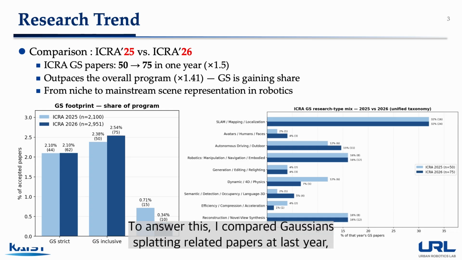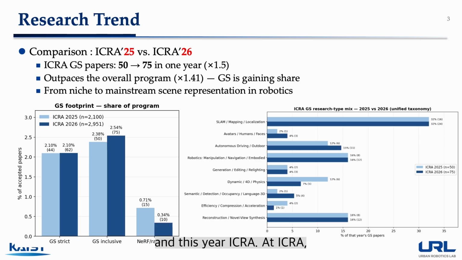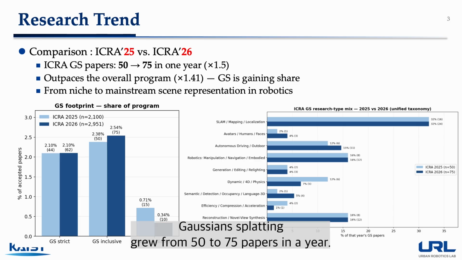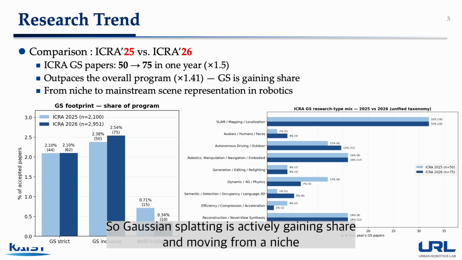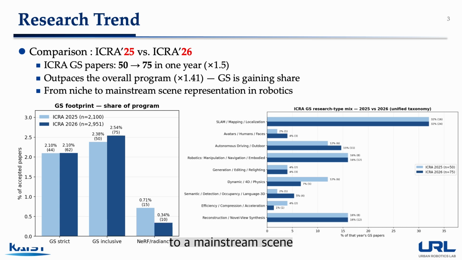So the next question is: is Gaussian splatting actually becoming more important in robotics? To answer this, I compared Gaussian splatting related papers at last year's and this year's ICRA. At ICRA, Gaussian splatting grew from 50 to 75 papers in a year. So Gaussian splatting is actively gaining share and moving from a niche to a mainstream scene representation in robotics.